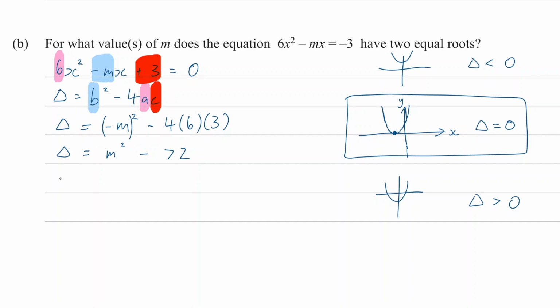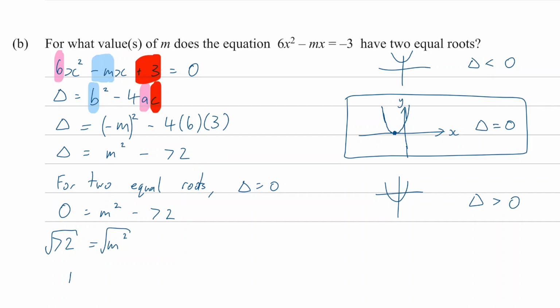Now, we just said earlier for two equal roots, our discriminant must be 0. So 0 equals our discriminant, which is m squared minus 72. Add 72 to both sides and square root both sides. That gives us m equals plus or minus square root of 72.